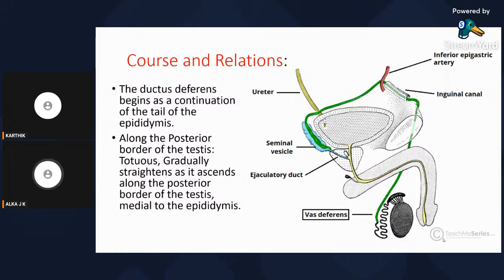So be ready for this male reproductive system. Don't lose even a single mark from this. If you are having any doubts, you can share with me. So thank you one and all.